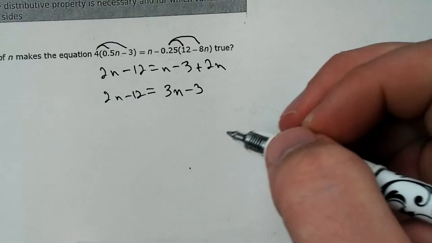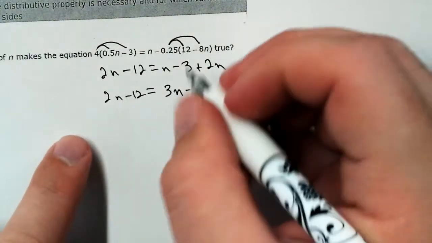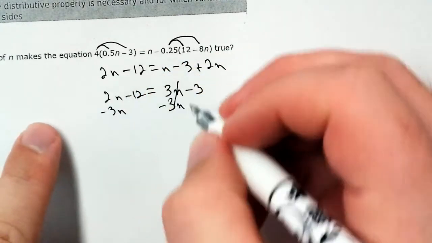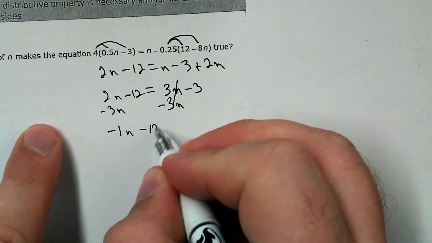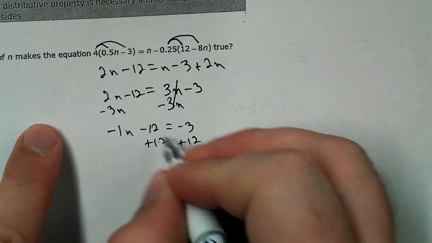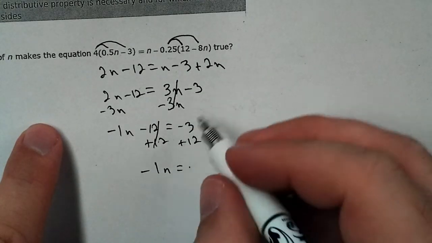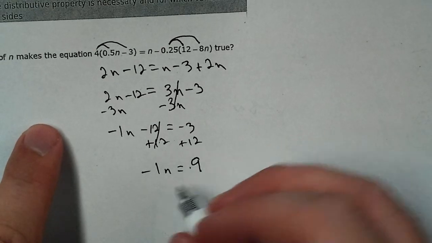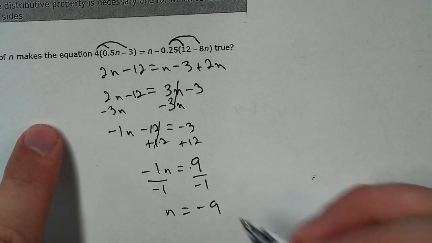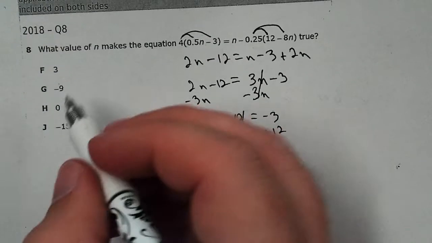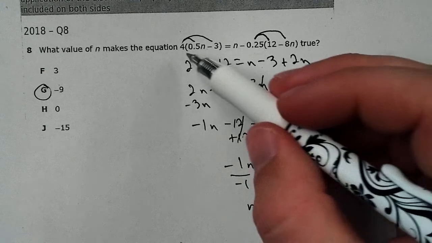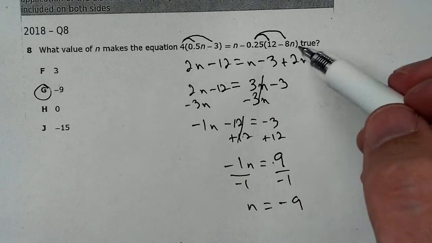Okay? Now, make a decision. You can get your n's on the left or the right. I usually like it on the left, so I'm going to move it to the left. Those cancel. We'll get negative 1n minus 12 equals negative 3. Move our 12 over there. Those cancel. Negative 1n equals negative 3 plus 12, so it's positive 9. Divide by negative 1, and n is equal to negative 9. So my answer should be G. If you want to check it, all you have to do, take negative 9, type in this side, and make sure those both come out equal.